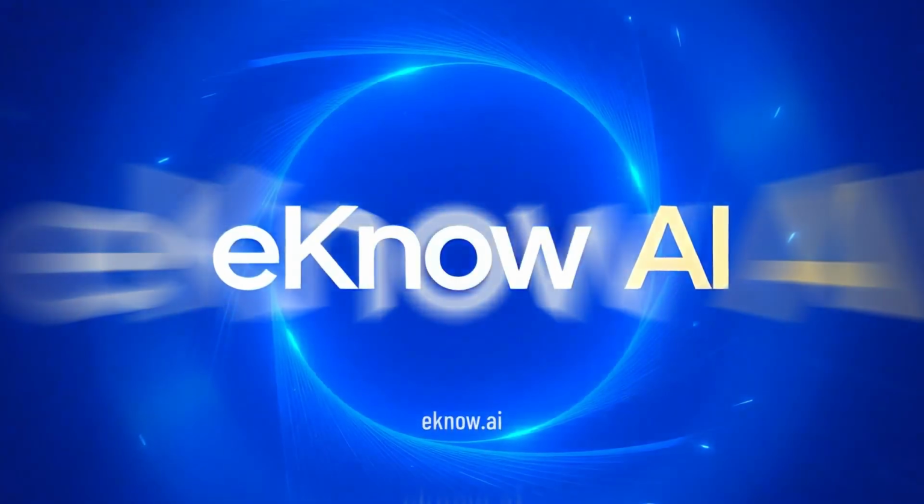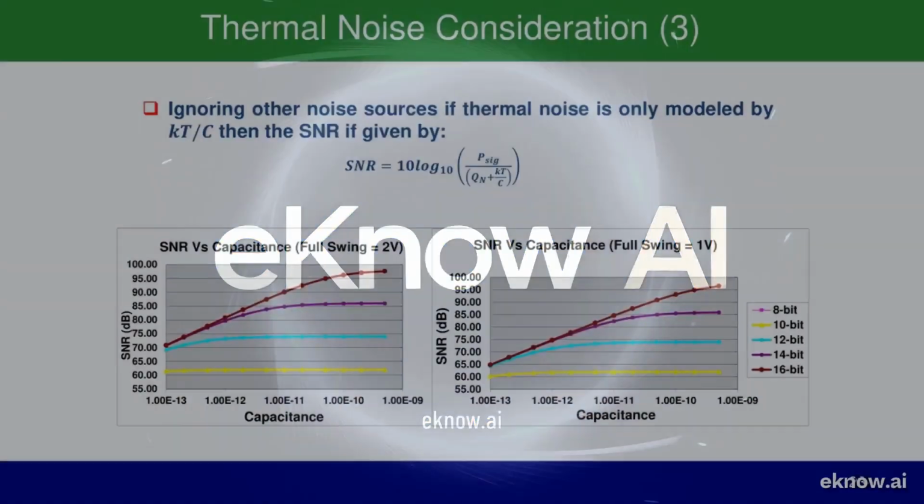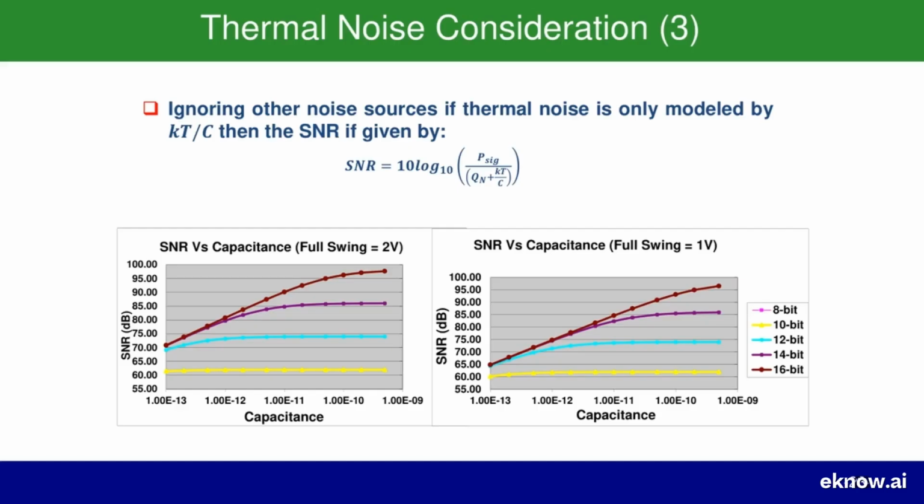This page gives us a visual representation of the trade-offs we've been discussing with thermal noise. It starts by simplifying our signal-to-noise ratio, or SNR, calculation. The formula shown assumes we can ignore most other noise sources and focus on just two main ones: the quantization noise, which is inherent to the number of bits, and the thermal noise from the switches, which we model as KT/C.